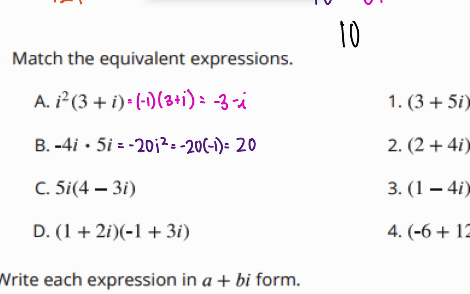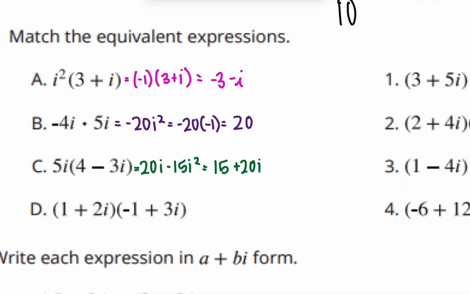Then we'll have 5i times 4 is 20i, and 5i times -3i will be -15i squared. So this will be a positive 15 plus 20i if you put it in the standard form.